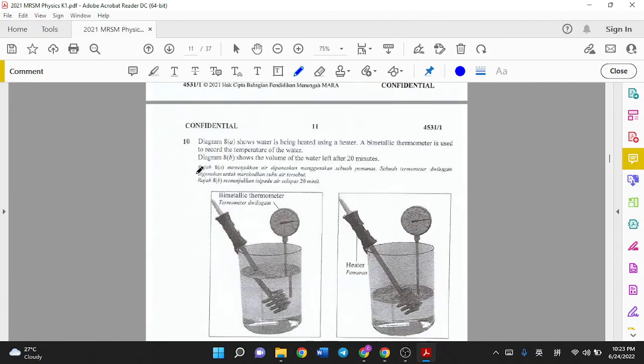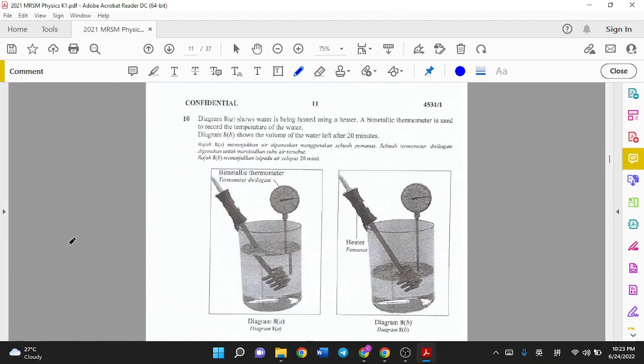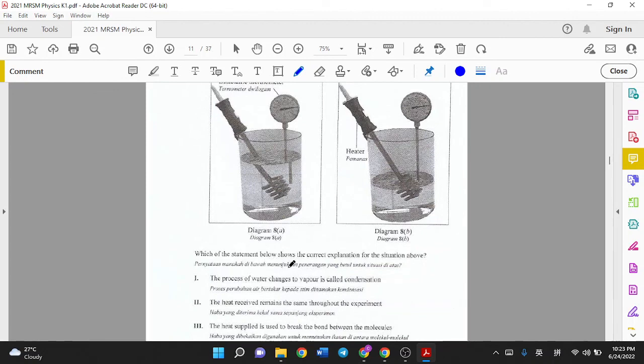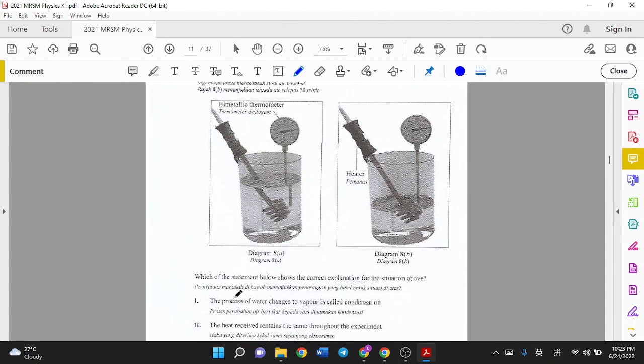So question number 10. Diagram 8A shows water being heated using a heater. A bimetallic thermometer is used to record the temperature of the water. Which of the statements below shows the correct explanation for the situation above? The process of water changing to vapor is called condensation. From liquid to vapor, this should be evaporation or boiling. But in this case, it should be evaporation.